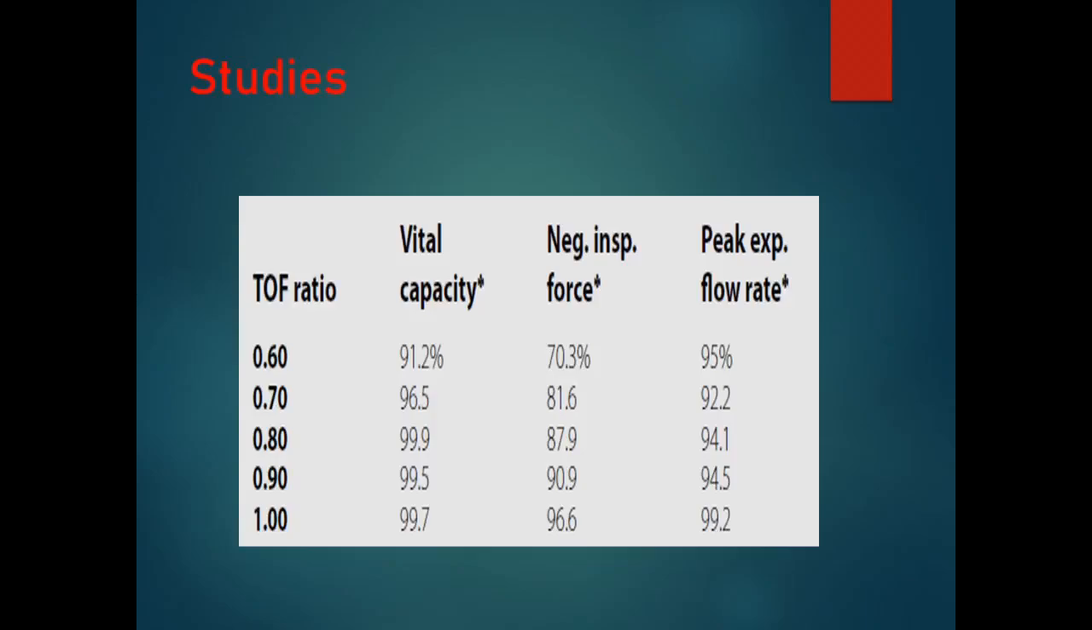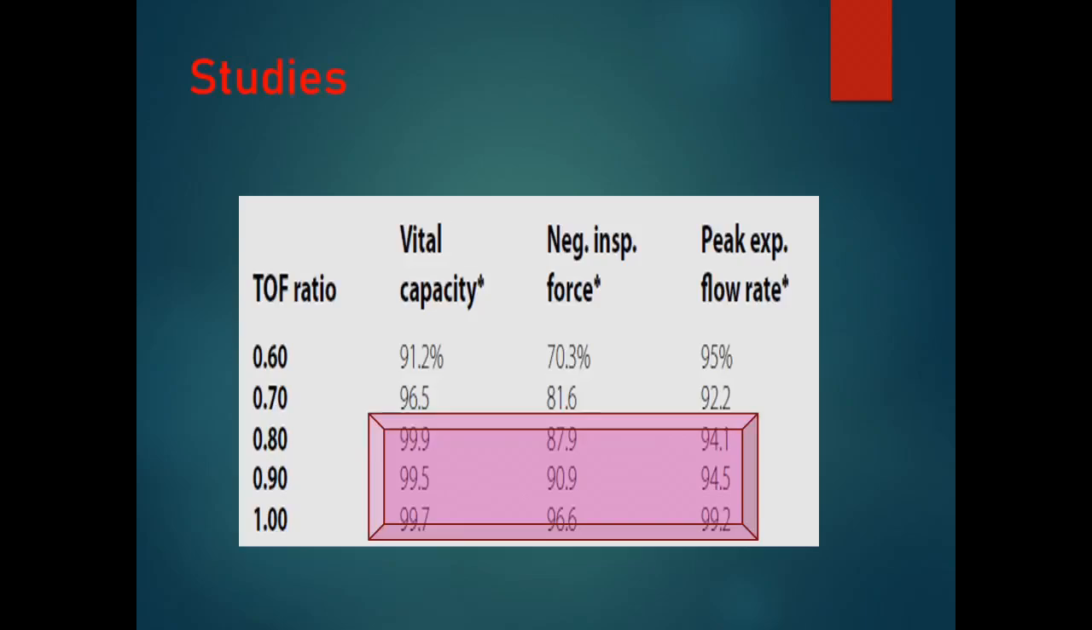Studies show, I'm not going into much detail here, that there is a reduction in the vital capacity, the negative inspiratory force and the peak expiratory flow rate as the train of four ratio is low, and as the train of four ratio increases, the vital capacity, the negative inspiratory force as well as the peak expiratory flow rate are seen to improve. You can see with a train of four ratio of 0.8, the vital capacity has improved from 91 to 99%, the negative inspiratory force from 70% to 87%, and the peak expiratory flow rate from 95% to 94%.